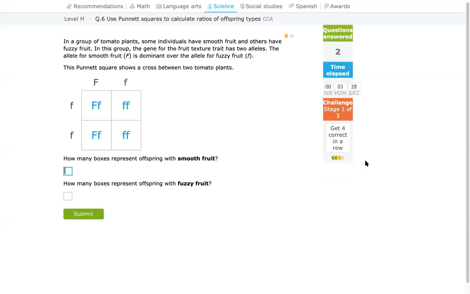All right, hopefully people have had a chance to read this while I am troubleshooting with Miss Gwen. In a group of tomato plants, some individuals have smooth fruit and others have fuzzy fruit. In this group, the gene for fruit texture traits has two alleles. The allele for smooth fruit, F, is dominant over the allele for fuzzy fruit, f. The Punnett square already shows the cross between both tomato plants. How many plants represent smooth fruit? That's the dominant F. How many do we have? Two. And how many are going to be fuzzy?